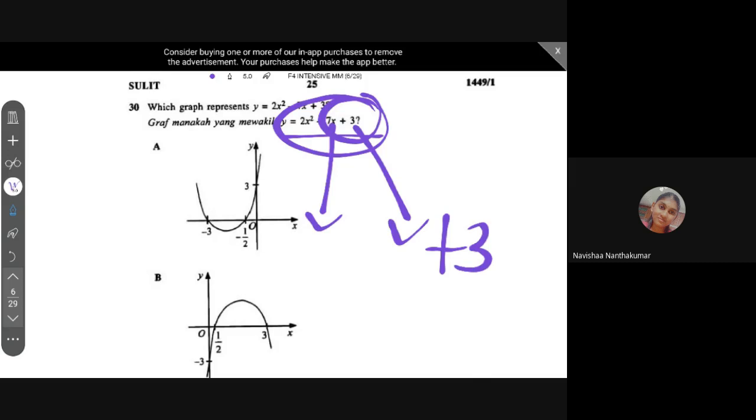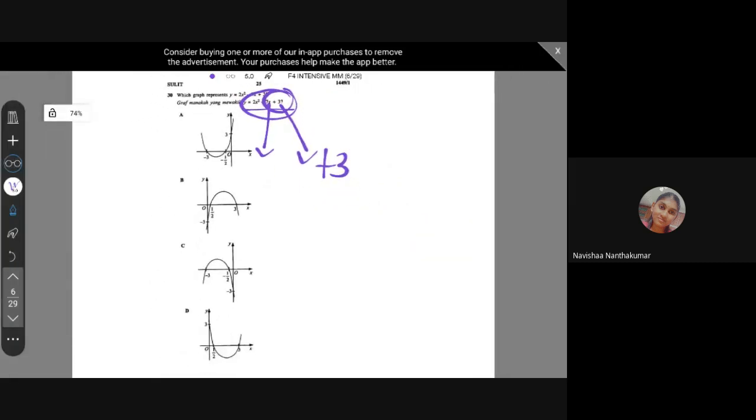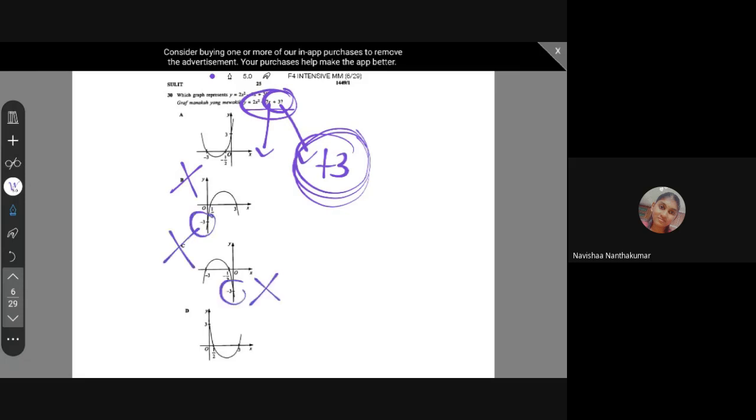Okay, kalau kamu lihat semua pilihan jawapan, if you look at all the answers over here, which answer I can immediately eliminate? Pilihan mana saya boleh terus pangkah kalau saya nampak pintasan y dia positif 3? If the y-intercept is 3, which two options I can straight away take out? B and C. Yes, correct. Okay, you can see over here, -3, -3. Salah dah. It's not correct. So now you are left with A and D.